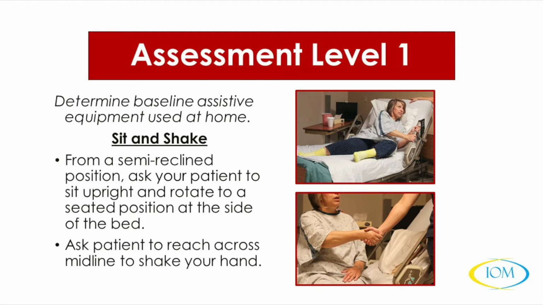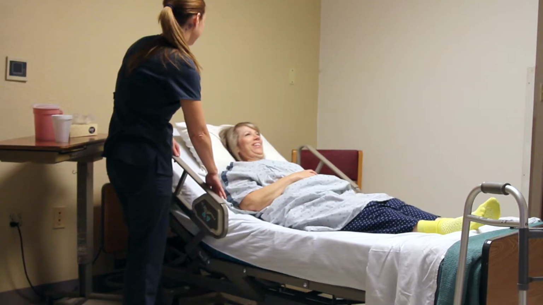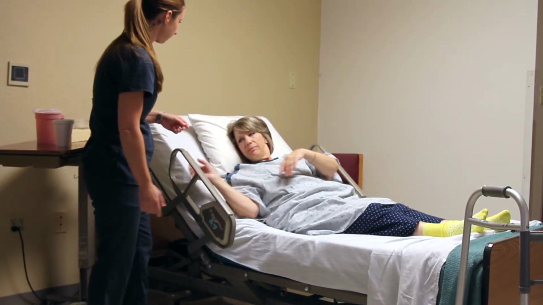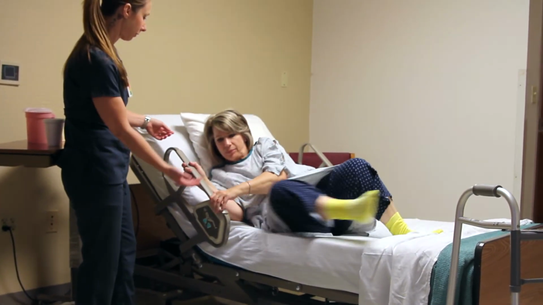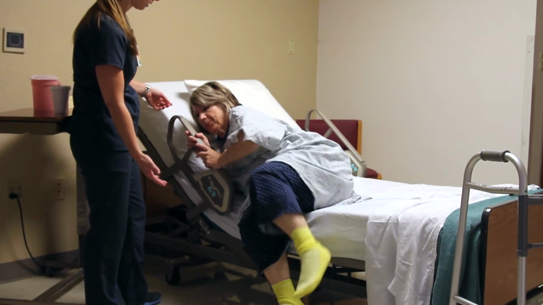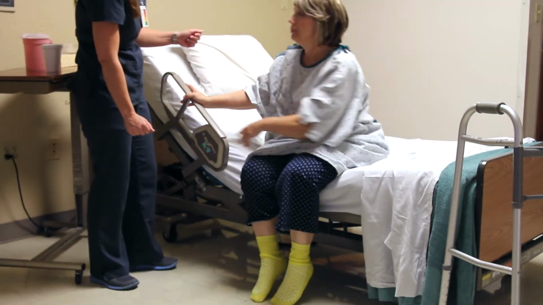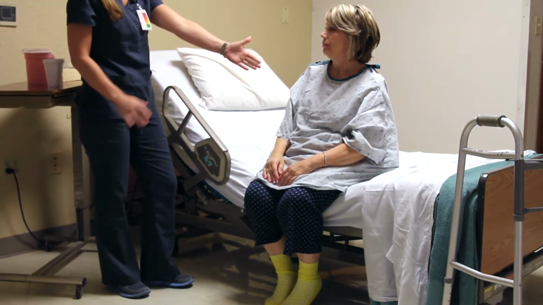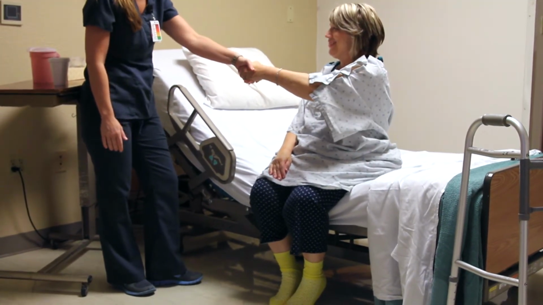Assessment Level 1, sit and shake. First, ask your patient to come to a seated position at the edge of bed. Your patient may use the side rails, but do not offer any physical assistance. Next, extend your hand to shake hands with the patient. Force your patient to reach across his or her midline.